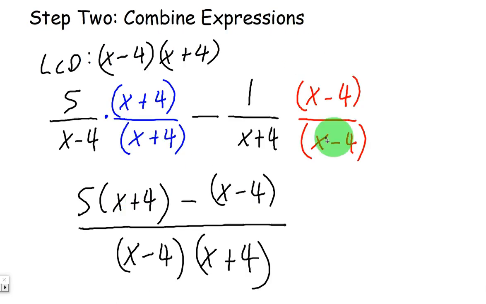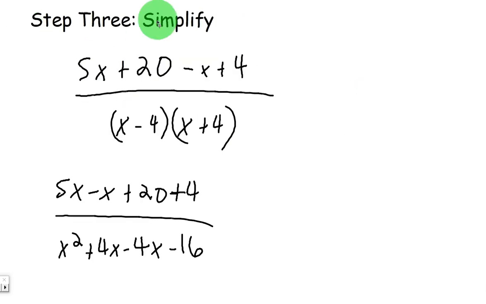Step 2, combine expressions, which is exactly what I was just talking about. There's your least common denominator, x minus 4, x plus 4. Notice the denominators will be the same now, x plus 4, x minus 4. And then the numerator will become 5 times x plus 4 minus x minus 4. Notice how I left that in parentheses because we're going to have to distribute that minus into both of these terms. Step 3 is to simplify.